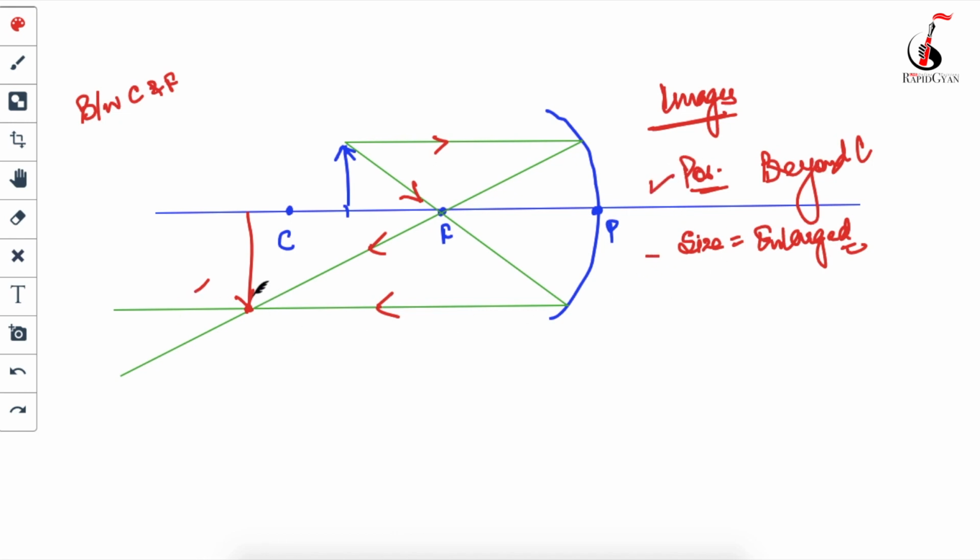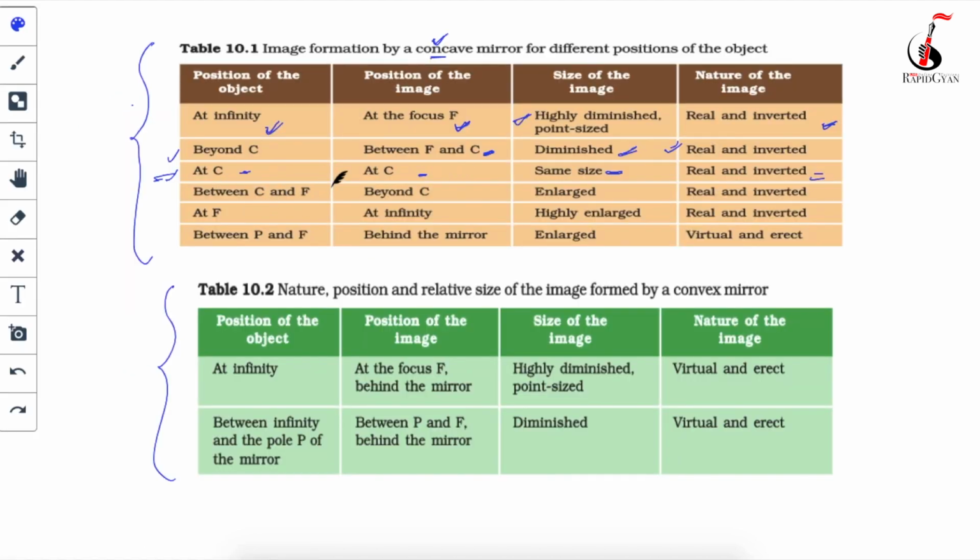Is it real or virtual? It's real, because the reflected rays are intersecting each other in actual. So the image will be your real image, and it's inverted. You can see it's inverted. So these are the characteristics of an image when the object is between C and F. And guys, we are talking about concave mirror. So check here, between C and F, beyond C, enlarged, real and inverted.